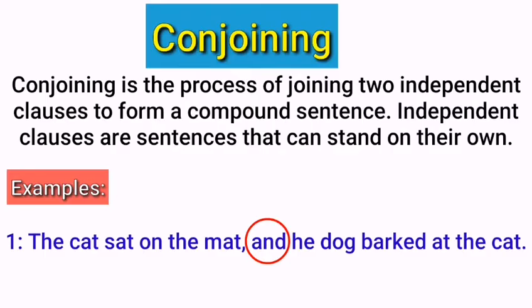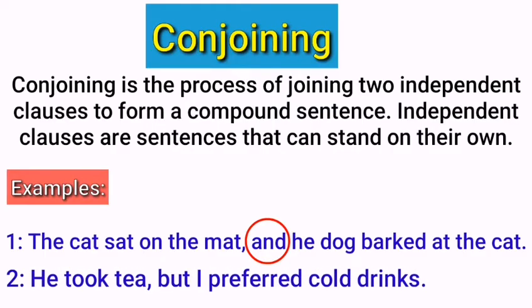in linguistics. He took tea, but I preferred cold drinks. Again, two independent clauses are joined with the help of the coordinate conjunction "but", and because of this conjunction, a compound sentence is created. So, this is another example of conjoining.